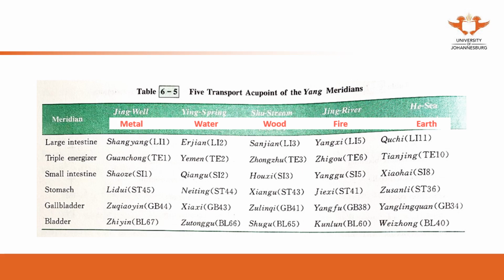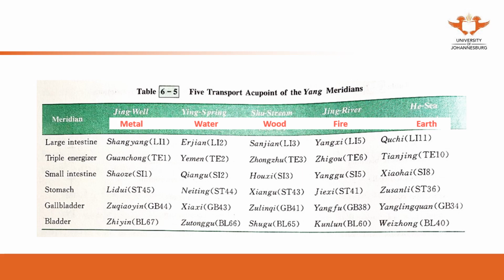So you can actually find some laws or rules for these points: 1, 2, 3, and then the Jing river and the He sea points may be different, 5 or 11, 6 or 10. But for the stomach, it will be the other order: 45, 44, 43, 41, and 36. So these you need to memorize.